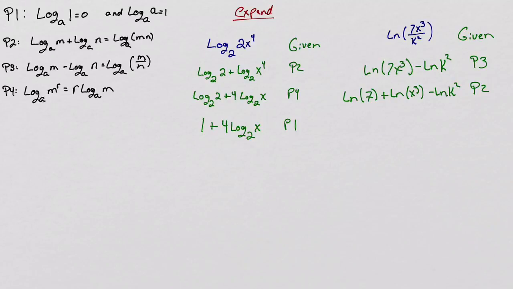From here, all my exponents can come in front because that's simply our power property. So we finish up with ln of 7 plus 3 ln x minus 2 ln k, and of course that is our fourth property. Expanding is pretty straightforward. You just simply have to know these four properties right over here. If you know these four properties, you're going to be okay on expanding. Not much trick to it.